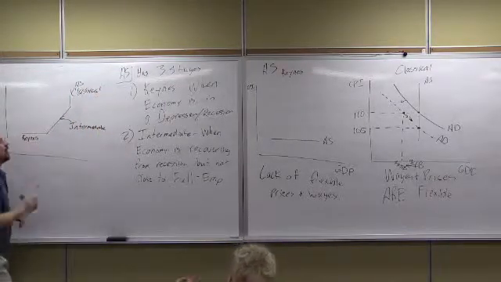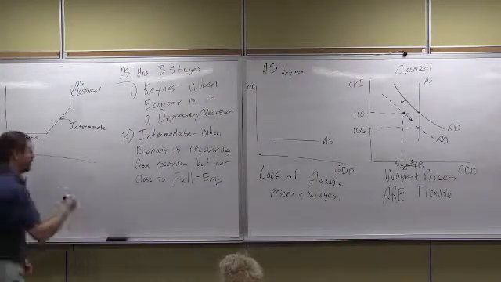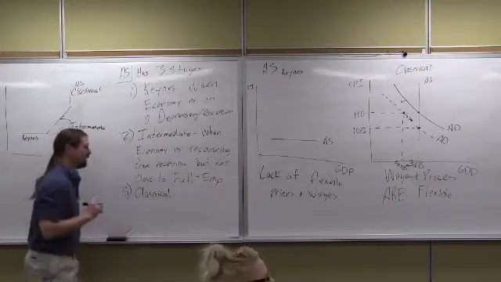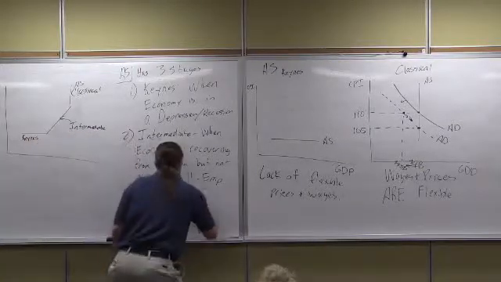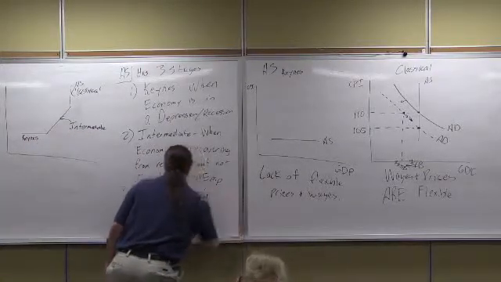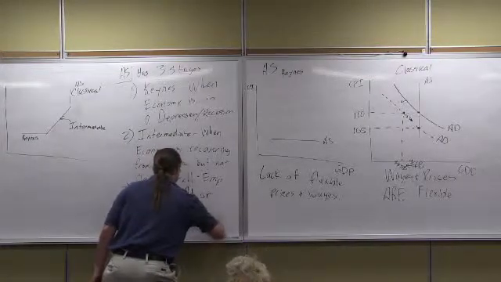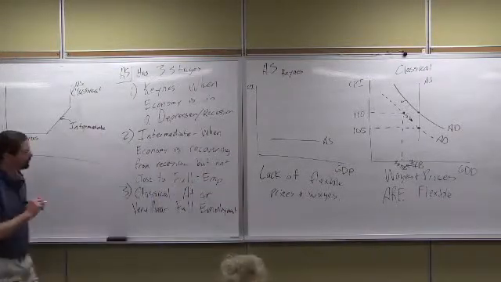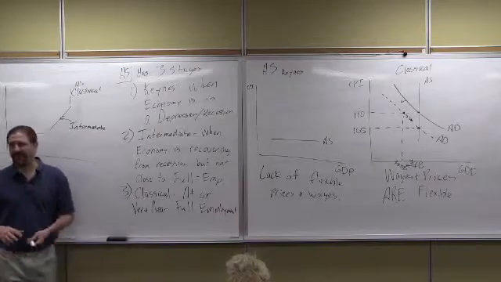But then the last range of the aggregate supply curve is this classical range, which is vertical. The classical range is when you've hit full employment, or you're really close to full employment, at or very near full employment. And I would assume that none of you think that currently the economy is in the classical range of the aggregate supply curve.